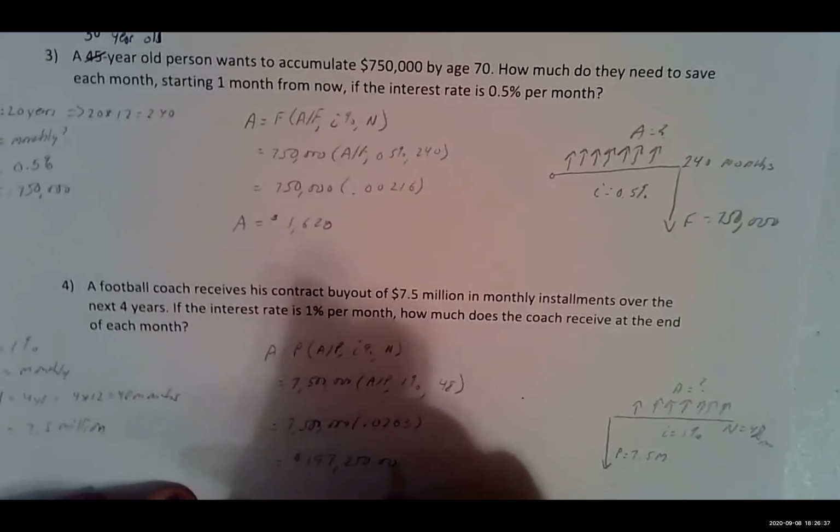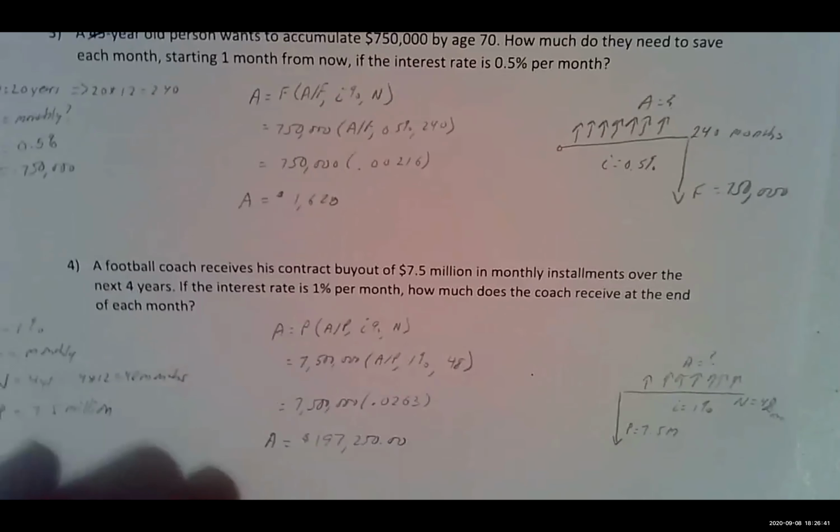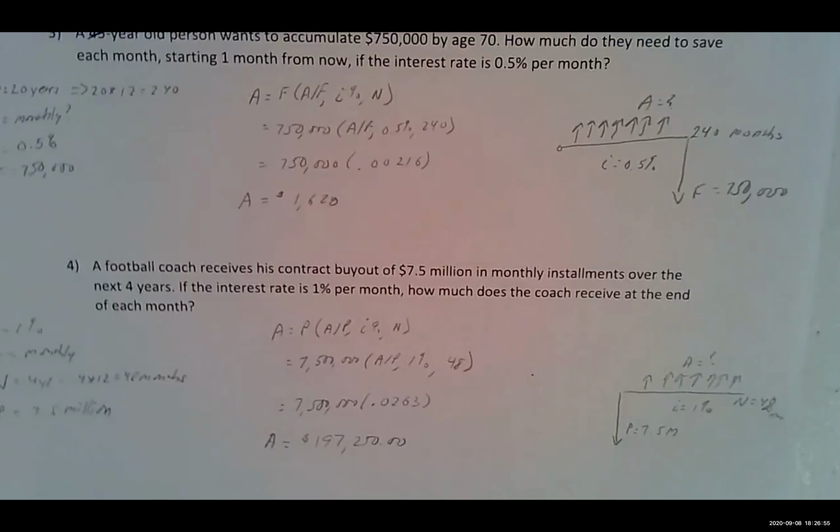which multiplied out means that Coach is getting $197,250 a month. No one's really feeling bad for Coach right now because that's more than some people spend on their house, and he's getting that monthly for the next 4 years. But that's how his actual $7.5 million buyout looks in monthly installments.